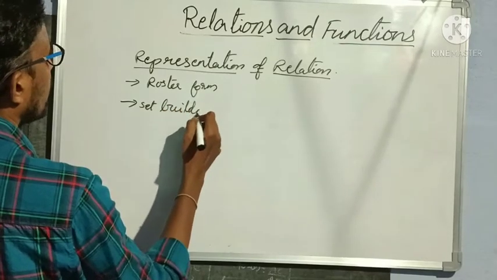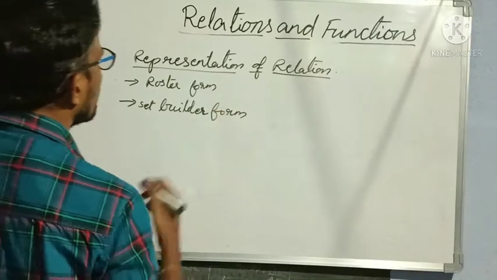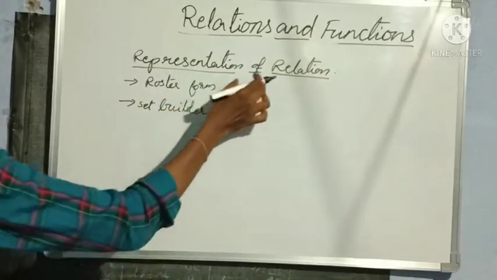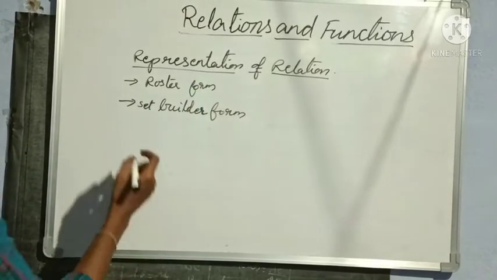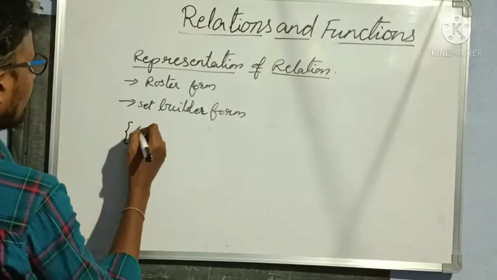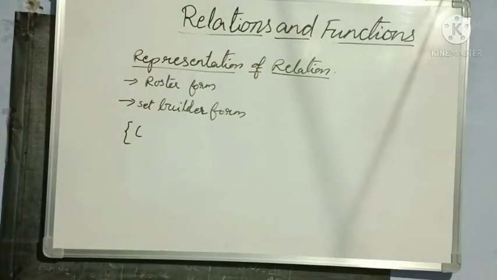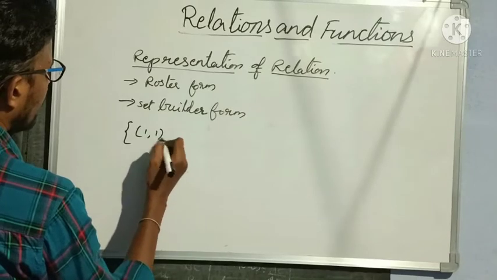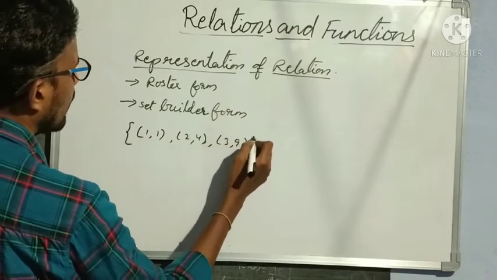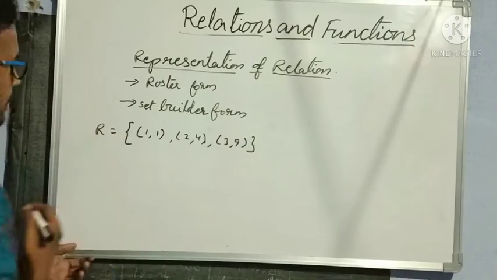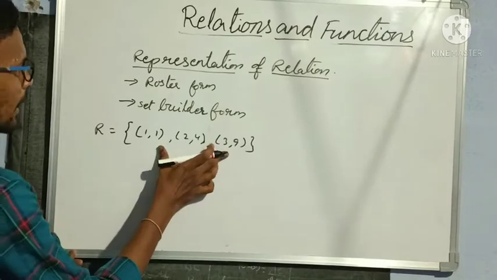What are the 2 representations? Same like set, we have 2 types of representation of a relation, that is roster form and set builder form. How to write roster form? If we write every mapping of a relation, then we call it as roster form. For suppose I am taking (1, 1), (2, 4) and (3, 9). This is my relation R. Okay? This is the roster form, means every element as it is I am writing here.